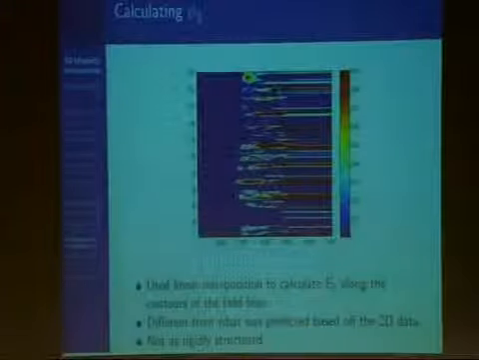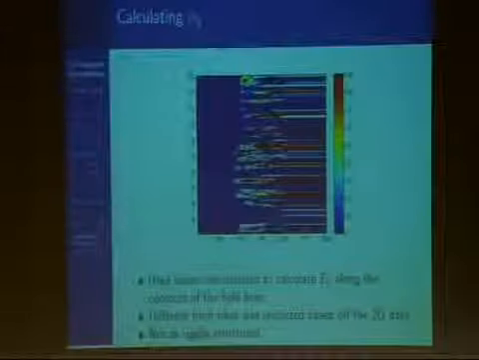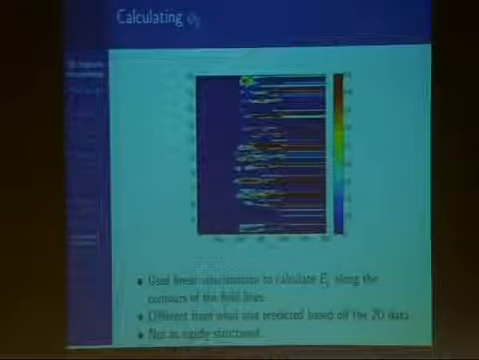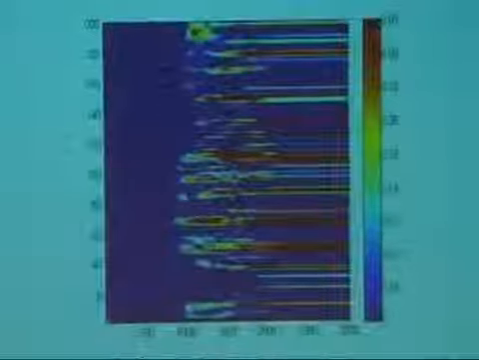So using interpolation, we were able to calculate the component of electric field parallel to the contours of the magnetic field lines. And when we integrated this value, we were able to obtain phi parallel. And phi parallel is shown graphically here, and the colors represent the magnitude. And it was actually really different from what we expected, because from the 2D data, we expected that phi parallel would turn out to be uniformly 0. And as you see here, that's clearly not the case.